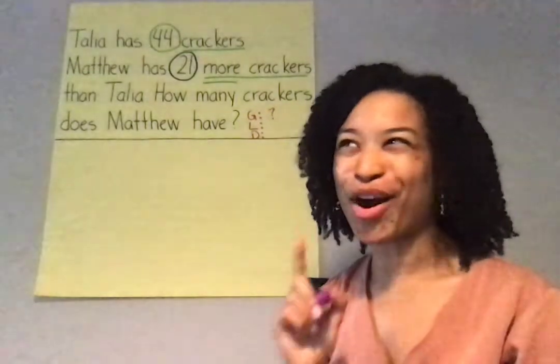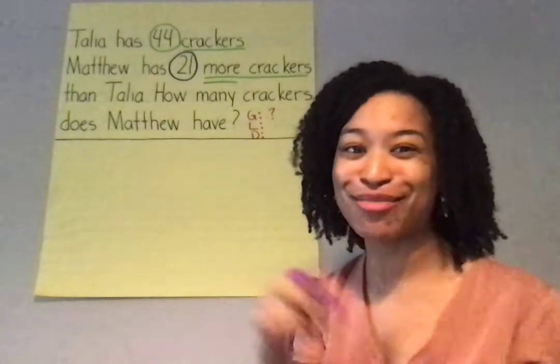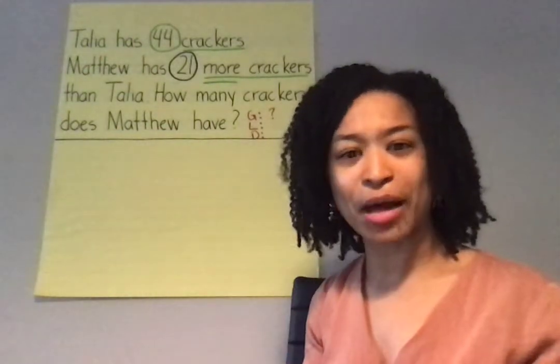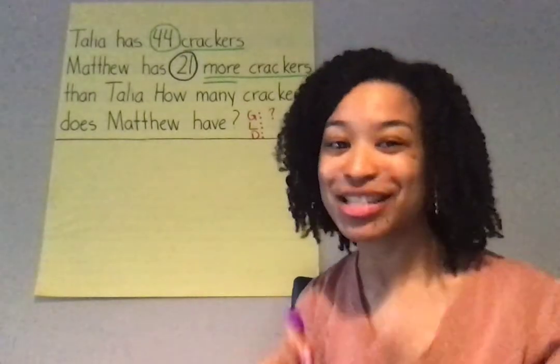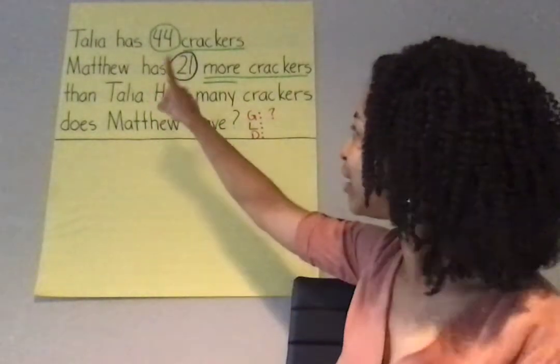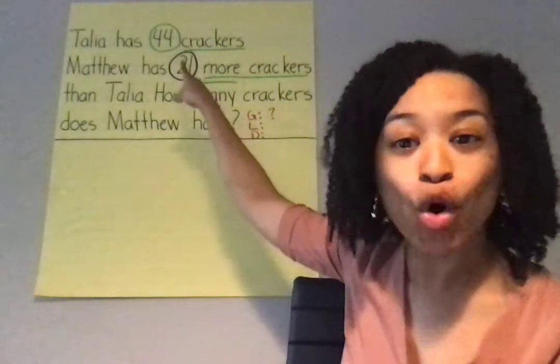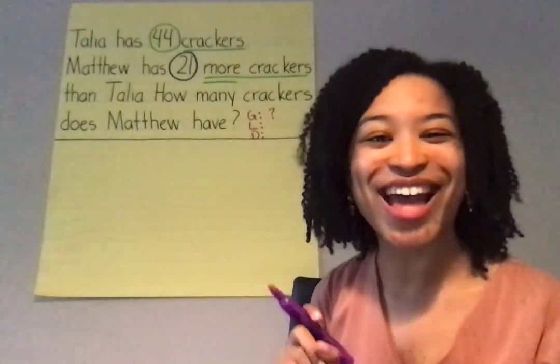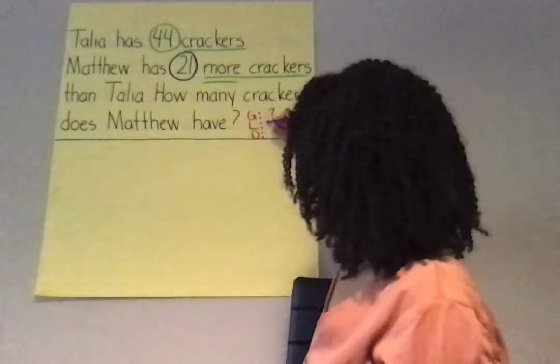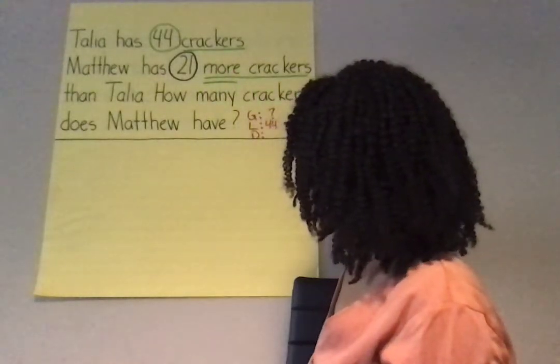Now, we already know who has the lesser amount because lesser means smaller. Who has the smaller amount? Yeah, it's Talia. And how many crackers does Talia have? Talia has 44 crackers. Go ahead and write 44 crackers next to the L in your key.